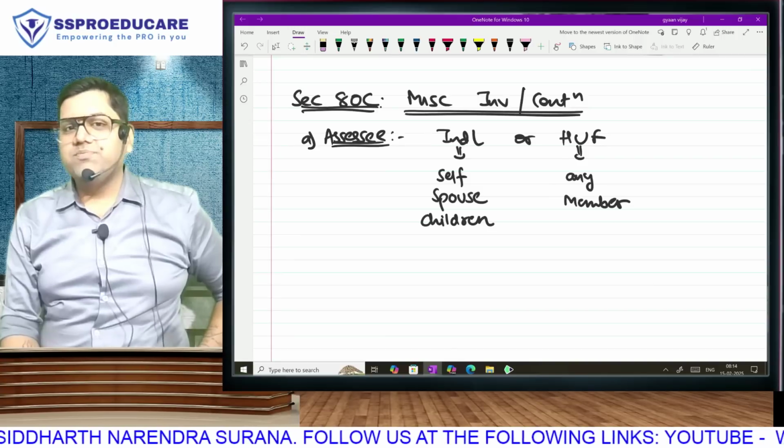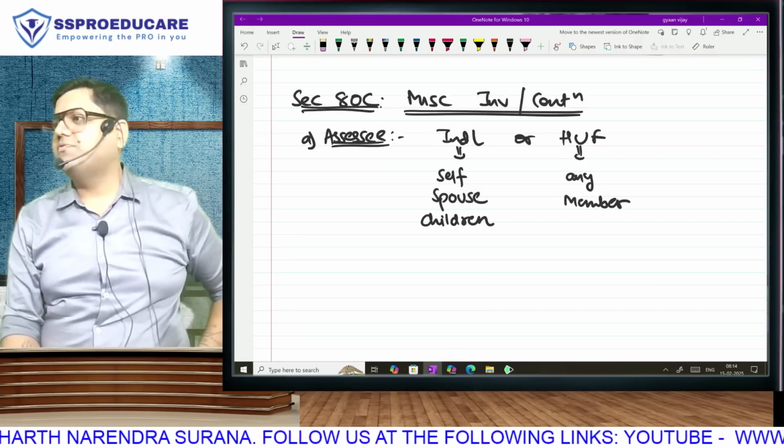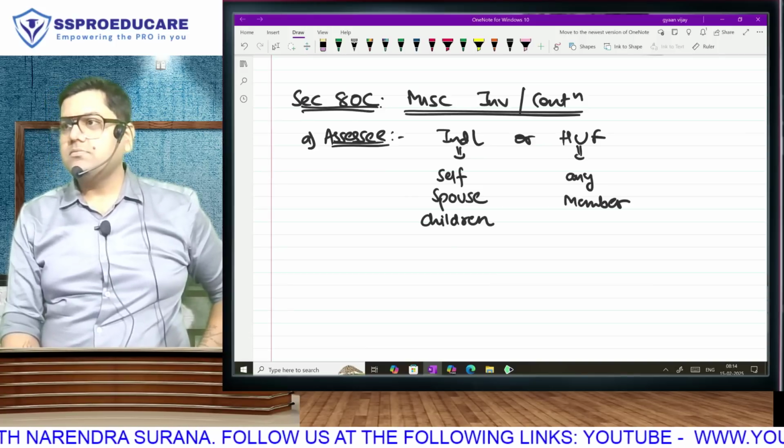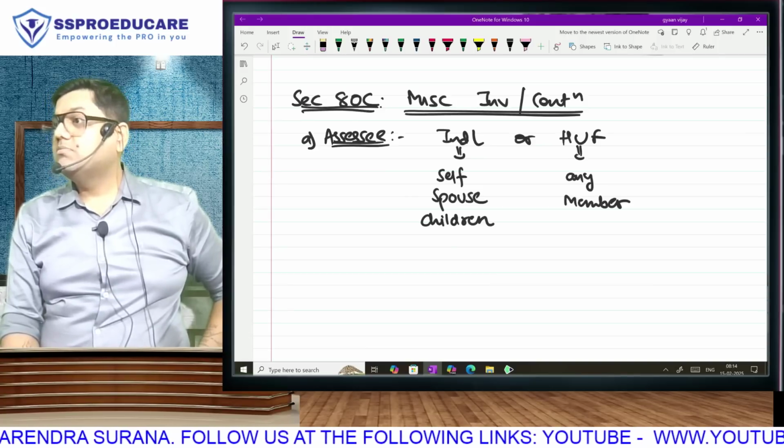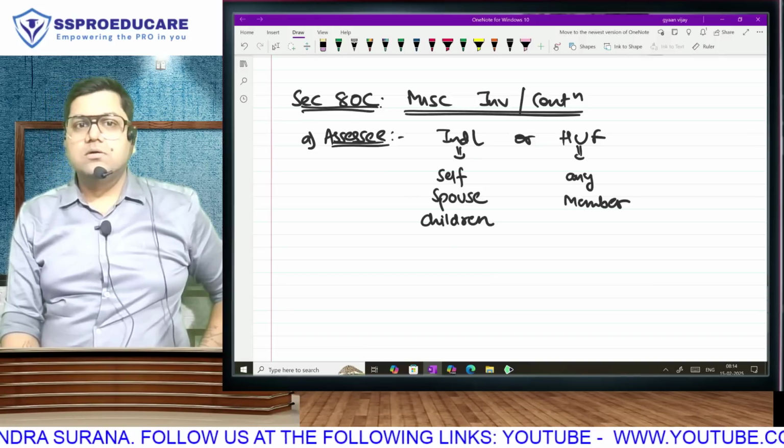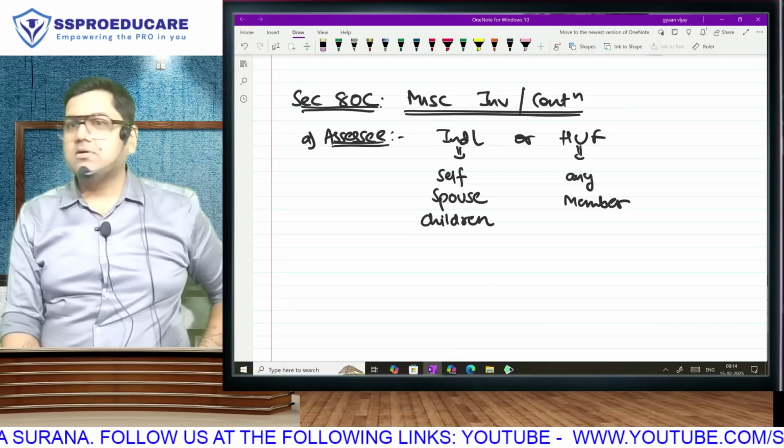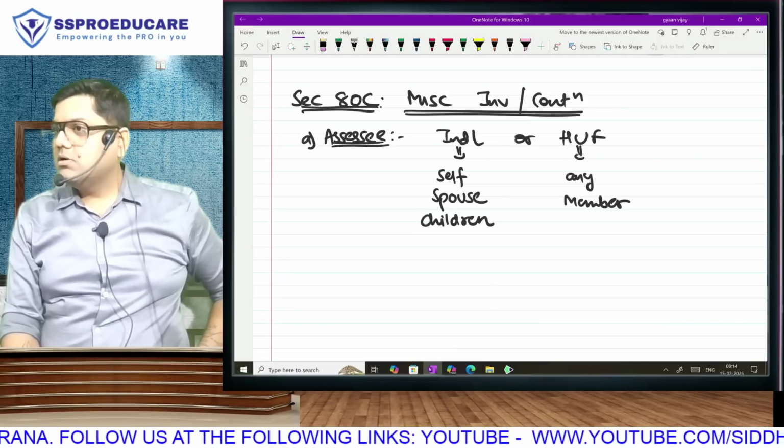Okay, wait. Mr. X is paying life insurance premium of his mother. Mother is fully dependent on him. Not allowed.